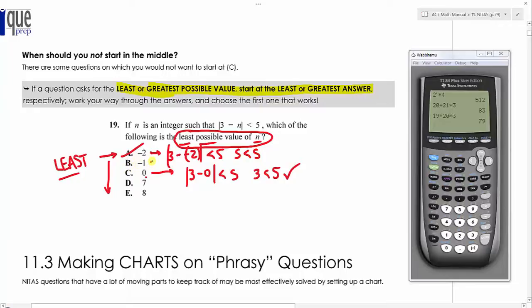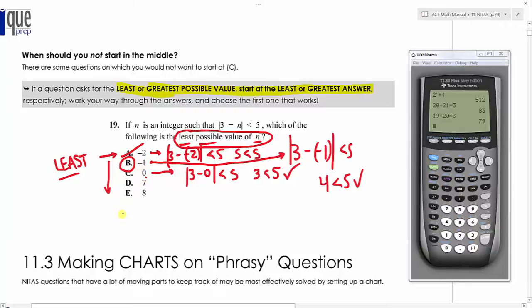And then answer choice B, I'm going to bring this out over here. Answer choice B would be absolute value of 3 minus negative 1 is less than 5, and that is going to be 4 is less than 5, and that does indeed work. So now that I have hit something that works, I can circle it and move on.